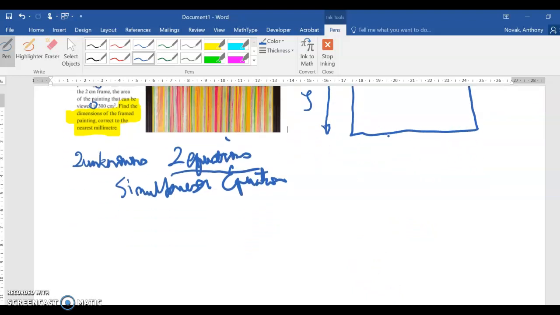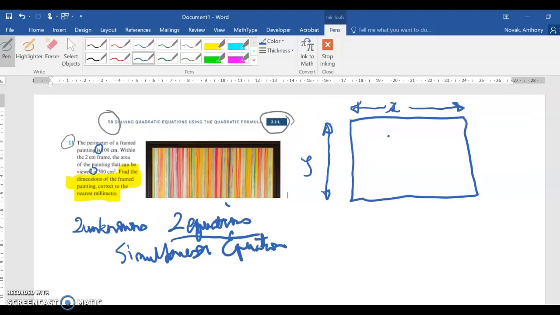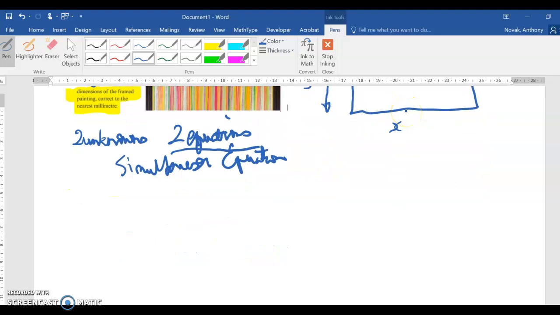So we now know that the perimeter is 100. That's y plus x plus the other y plus the other x add up to 100. That's 2y plus 2x equals 100. Or for some students to simplify it already, we have y plus x equals 50. That's equation 1. So x plus y equals 50 centimeters.